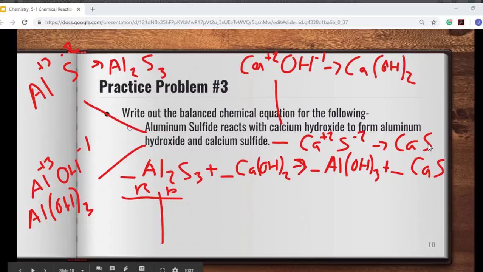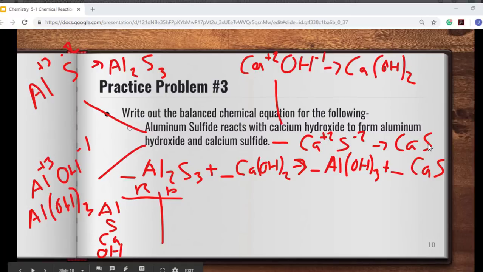And look at the species that we've got here. We have aluminum, sulfur, calcium, and you notice we have a polyatomic ion here. We have O and H. If you see a polyatomic ion on both sides, you don't have to separate it. You can just balance the polyatomic ions. It actually makes your life a whole lot easier when you go through and do this.